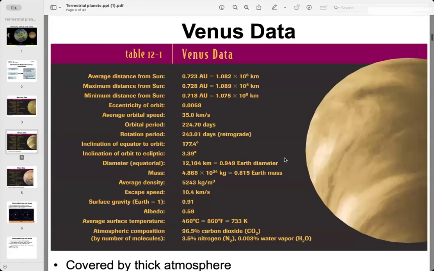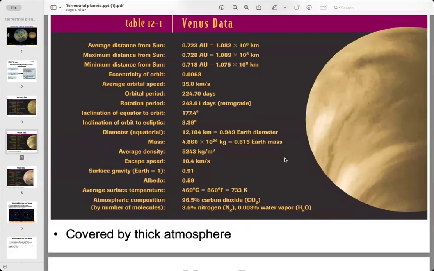Here is the data about Venus. Its eccentricity of orbit is 0.0068. That means you can pretty much assume the orbit of Venus to be pretty close to a circle. The interesting thing about Venus is that even though it is the second planet from the sun, so you would expect it to be less hot than Mercury, turns out Venus is the hottest planet in the solar system. And the reason for that is the greenhouse effect.